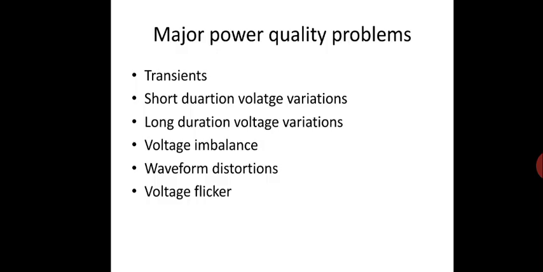And the next one is short duration voltage variations. Short duration voltage variations are voltage variations within 1 minute, which we call short duration. And there are 3 types: short duration interruptions, voltage sag, and voltage swell. Short duration voltage interruption may be of 3 types: momentary, temporary, and so on. Short duration interruption is a loss of voltage for a very short duration.